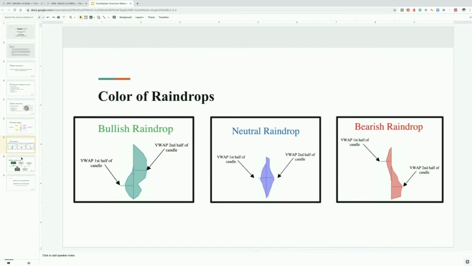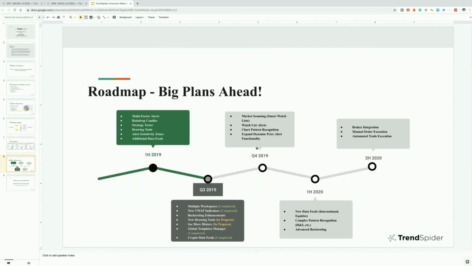Hey, you're very welcome. Just a quick roadmap. You can see here we have a ton of things coming in the coming quarters. We have scanning capabilities coming. We have the ability to create watch list alerts, and pattern recognition to find cup and handles and inverse head and shoulders.